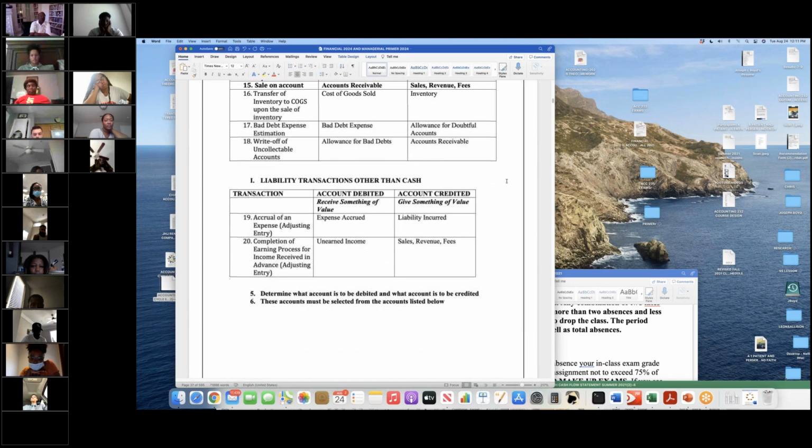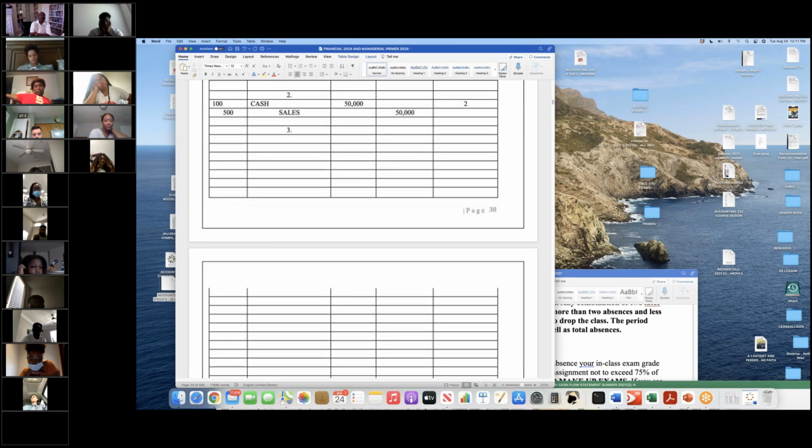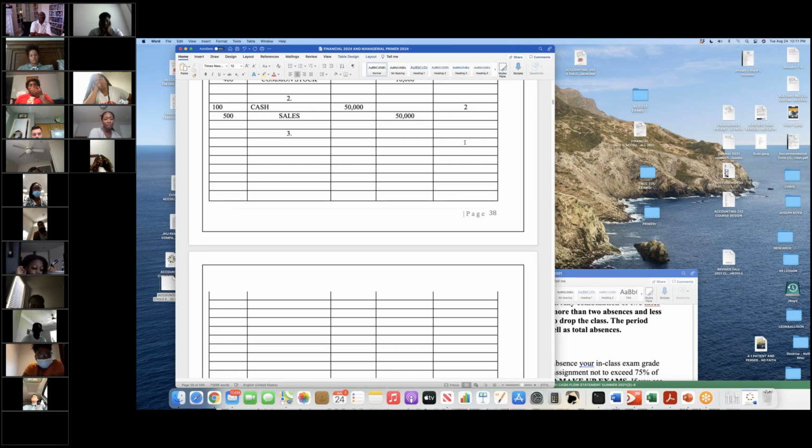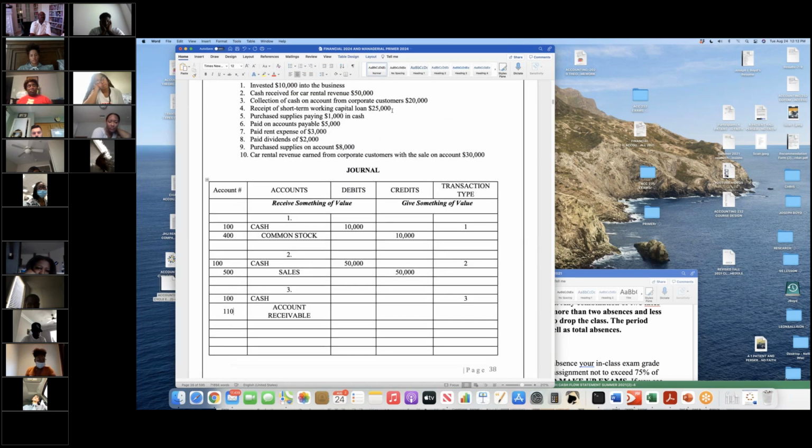I know cash is 100. I need to account for receivable is 110. So I'm gonna go down here to 3. The type is 3, so that's the first thing I'm gonna ask you, what's the type? Then I'm gonna ask you what account to debit, 100 cash. What account you credit, is that account receivable. And that was account 110. And our amount was how much? $20,000.